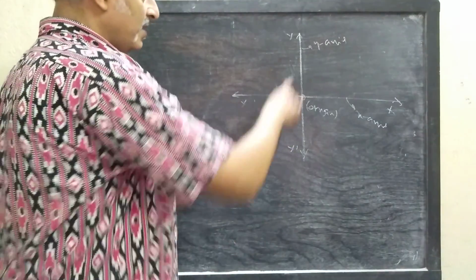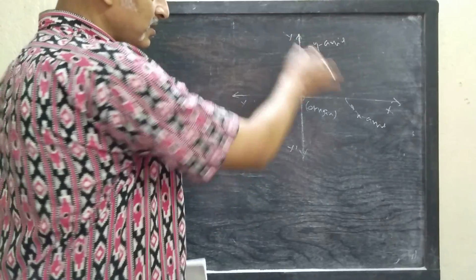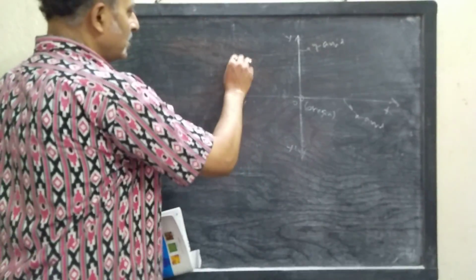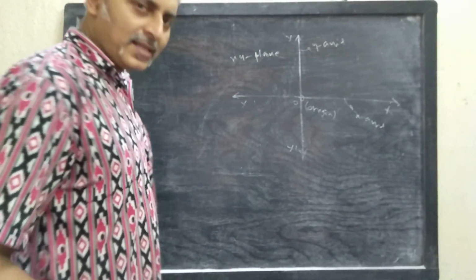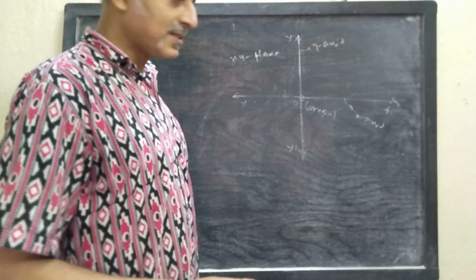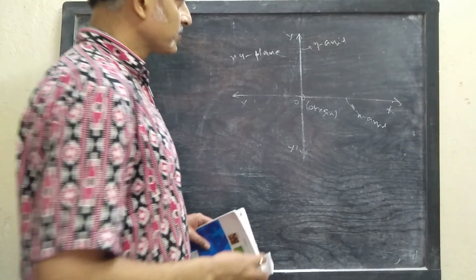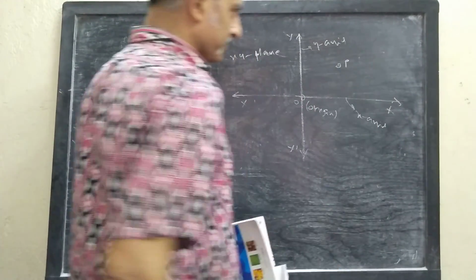By the intersection of these two lines, the plane generated, that is here the plane of my blackboard, is the xy plane. The plane generated by the x-axis and y-axis is the xy plane. Now, let us consider any point P in this plane.